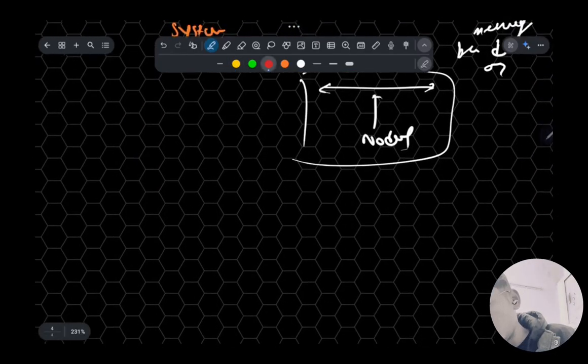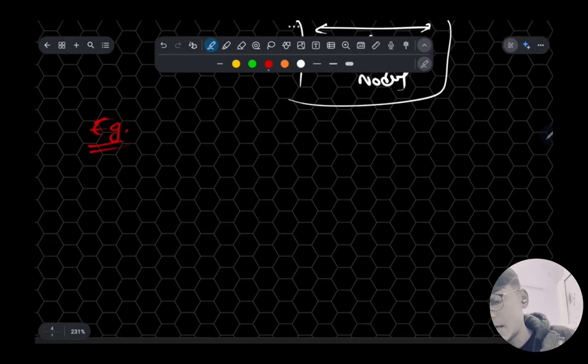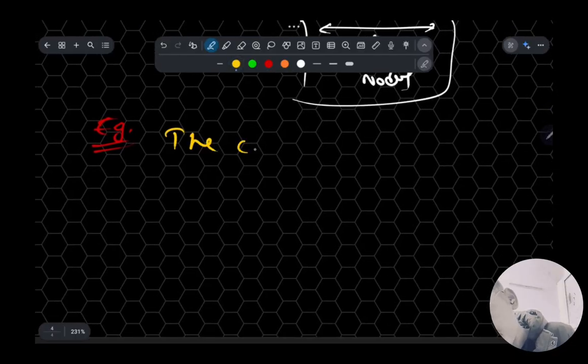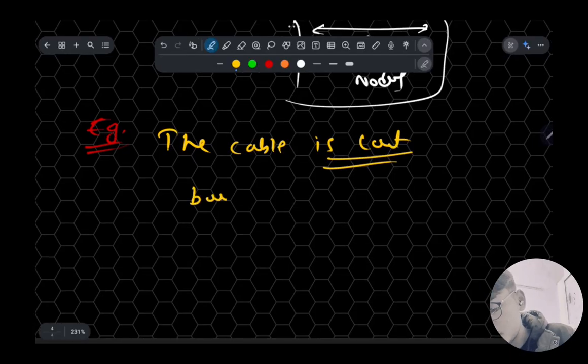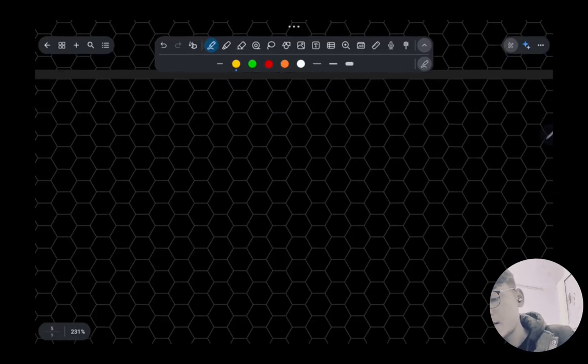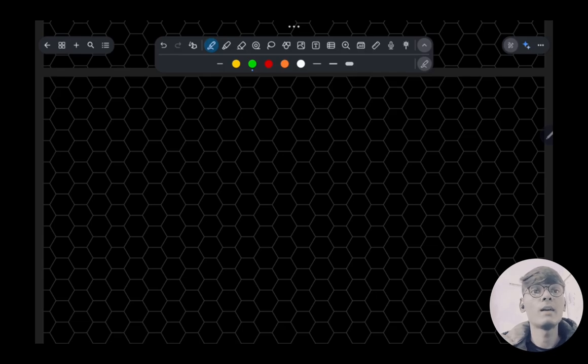Here is the exact meaning of this: the cable is cut but we survive. That is partition tolerance. These are the three properties that matter most if we build any social network, bank system, or any kind of system. You have to sacrifice one of these three properties.